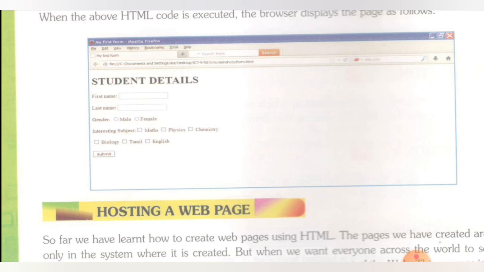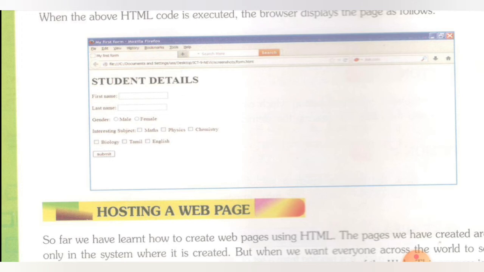Okay, and then the interesting subject, here you can select more than one option: maths, physics, chemistry, biology, Tamil, English. If you are interested to study all the subjects, you just click all the subjects, and a tick mark will be displayed. This square box is known as a check box. So either you can select all the subjects, or any one of the subjects, or any two subjects which you are interested to study. Okay, and then submit is a button. When you click the submit button, the details entered in this form are submitted to the server.